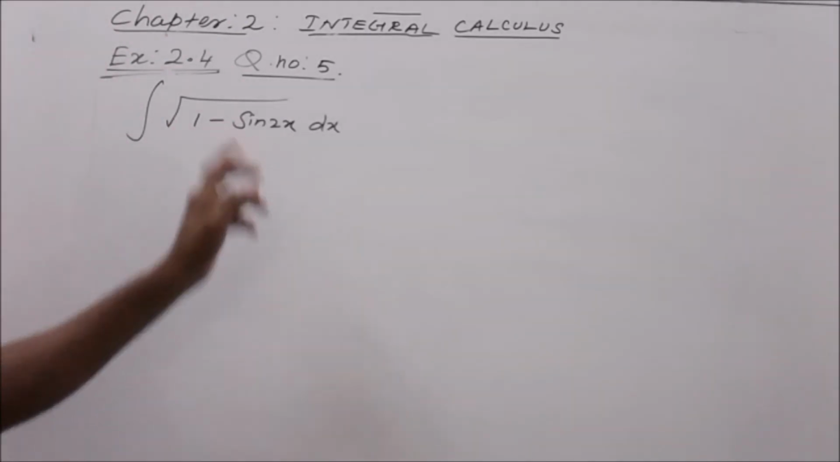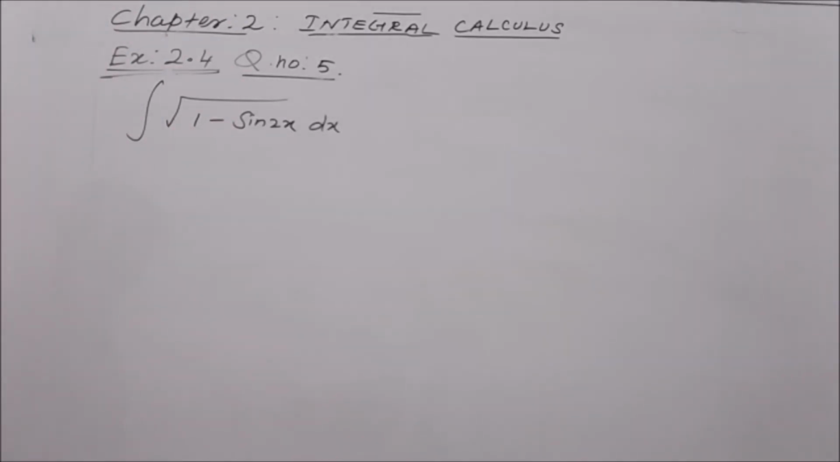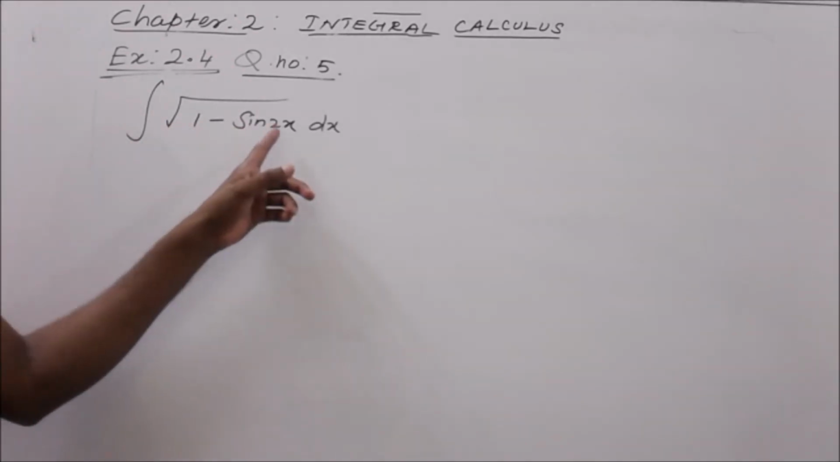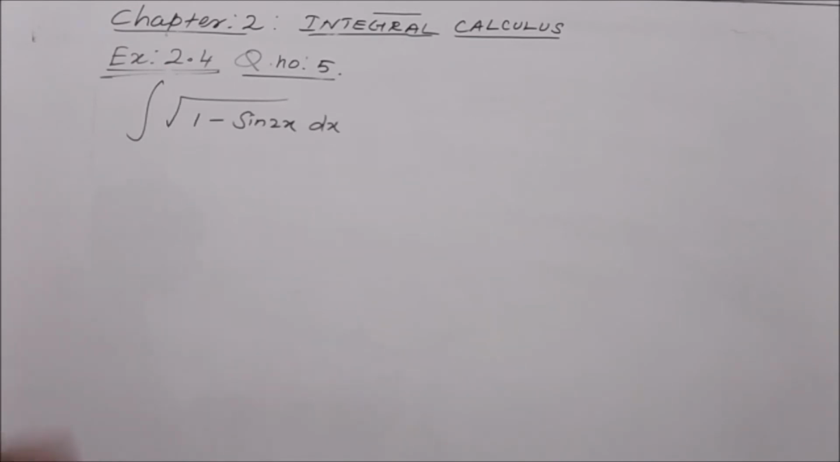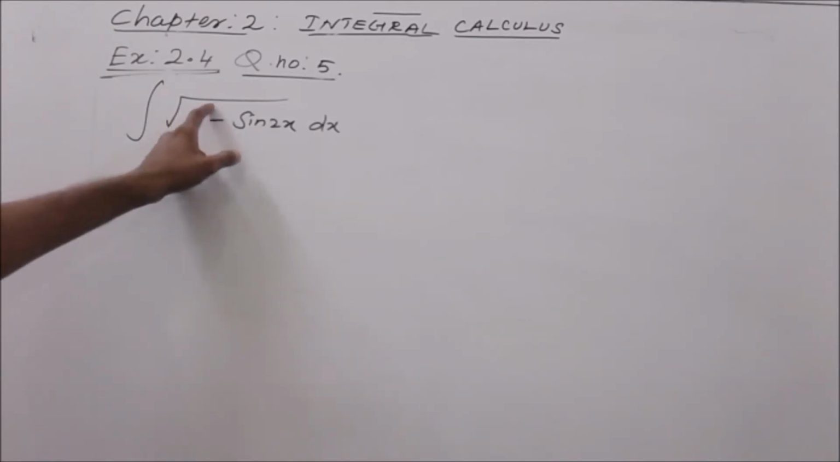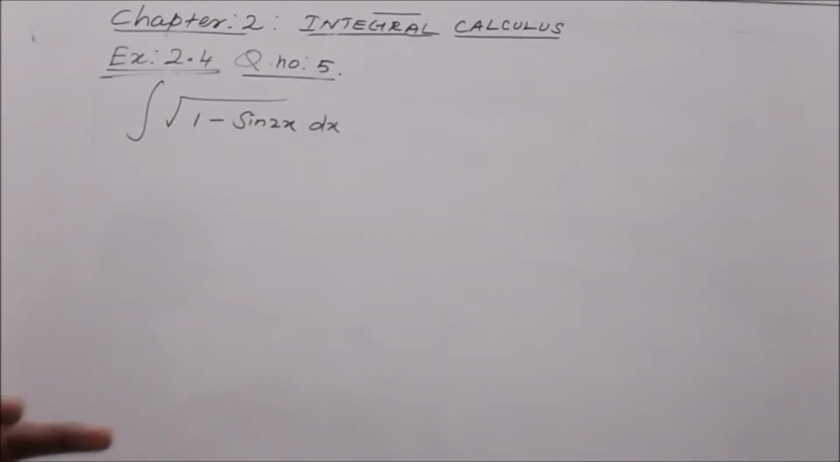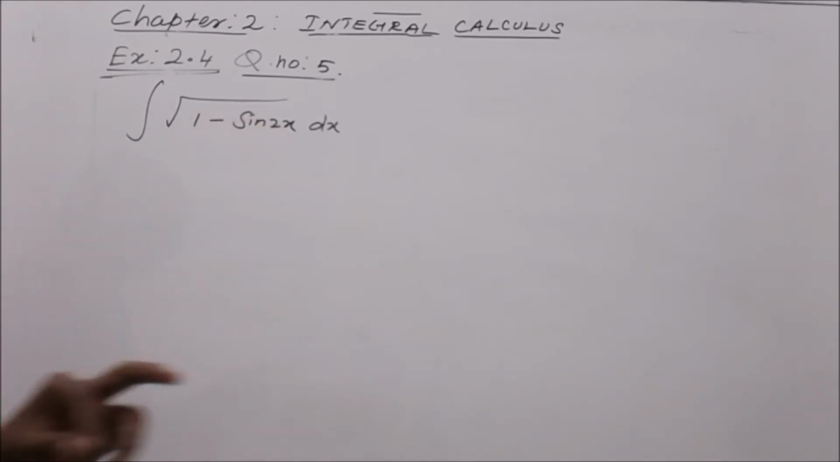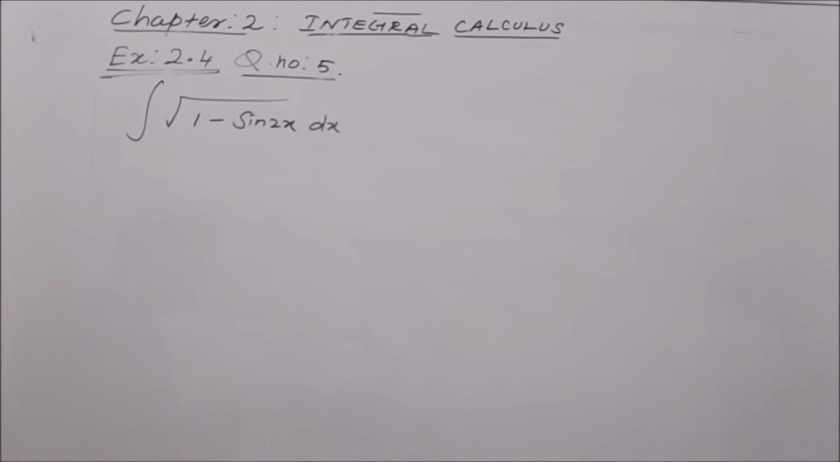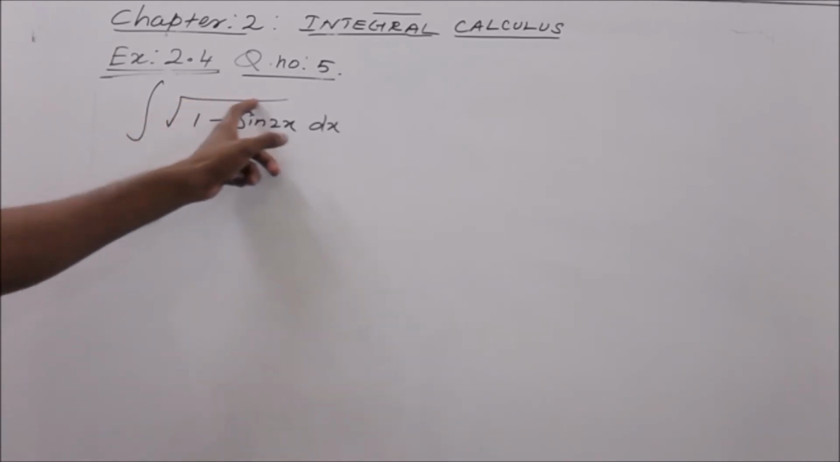Here we have two terms. We don't have any direct formula. If it is 1 minus 2x or 1 minus x, we can go with the formula (ax plus b) whole power n, converting this root as half, (ax plus b) whole power half. But here 1 minus sine, with a trigonometric function involved, we don't have such a formula. So think of it.